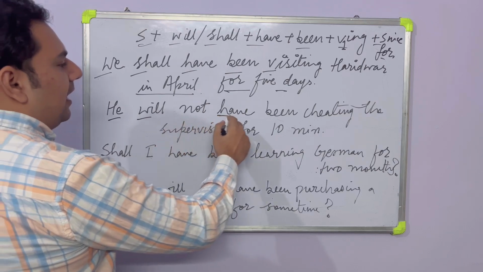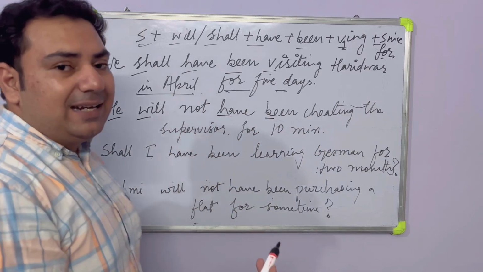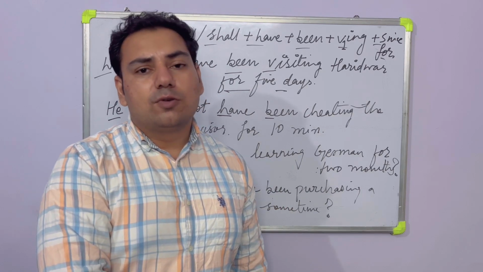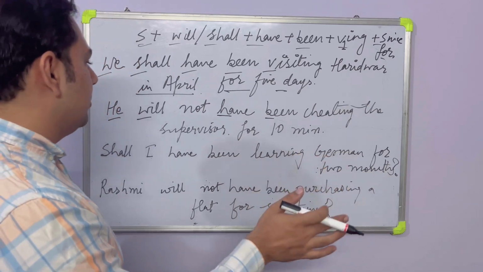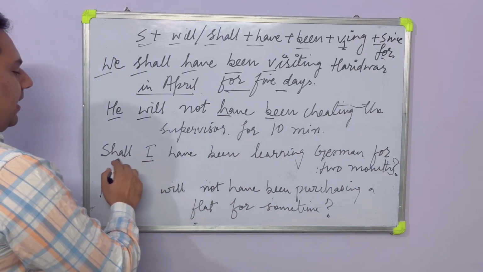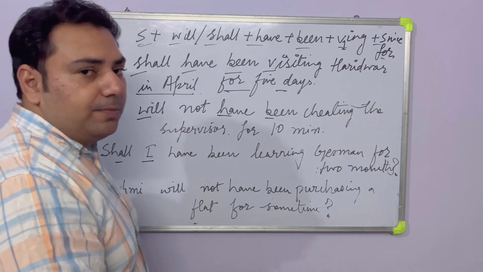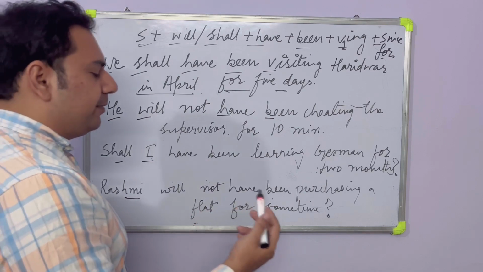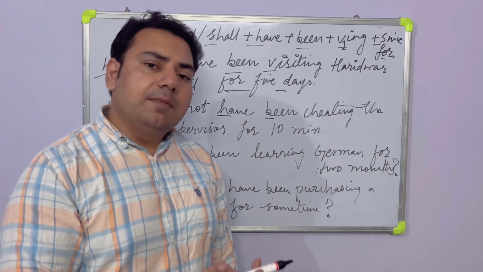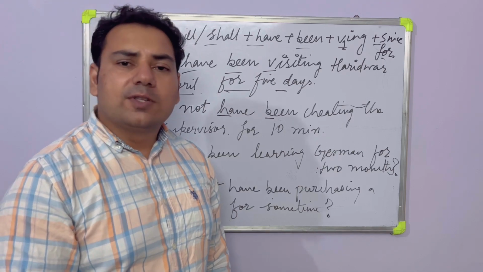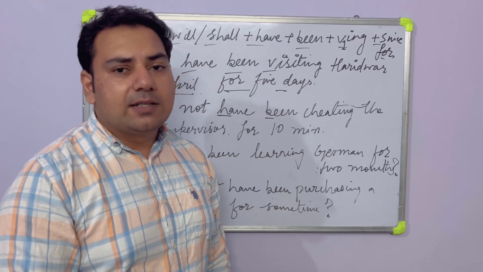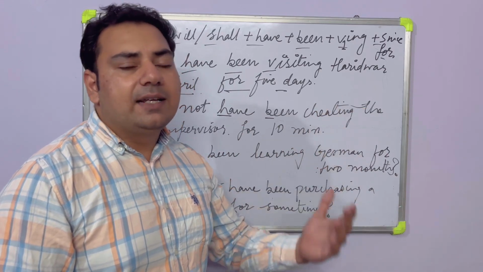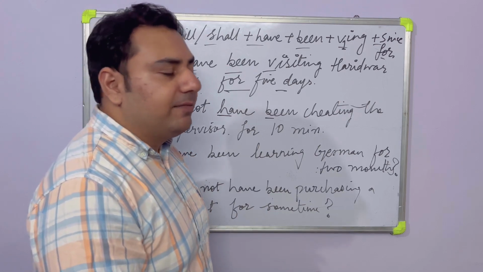He will have been cheating the supervisor for 10 minutes. That is going to be confirmed, that for 10 minutes he will be cheating the supervisor. Okay. I'm just showing you the affirmative sentences as of now. I shall have been learning German for 2 months. And Rashmi will have been purchasing a flat in Delhi for some time. Anyway, you can make the sentence. So this is going to happen in the future, and it will continue, and it will end in the future period, in the future time phase.